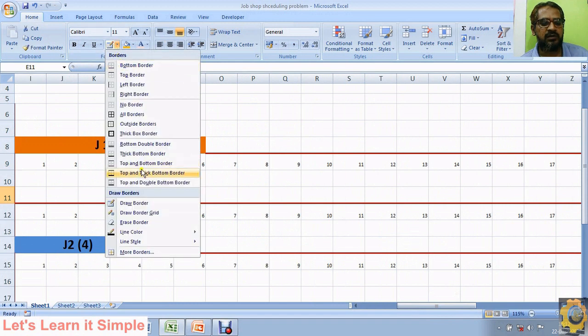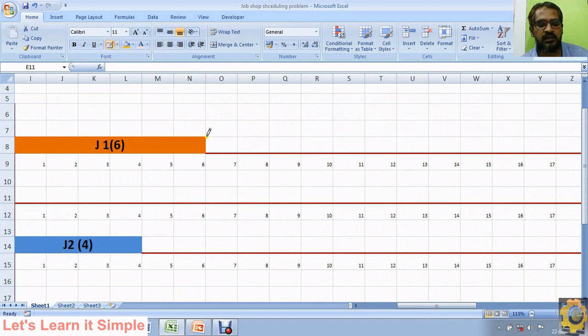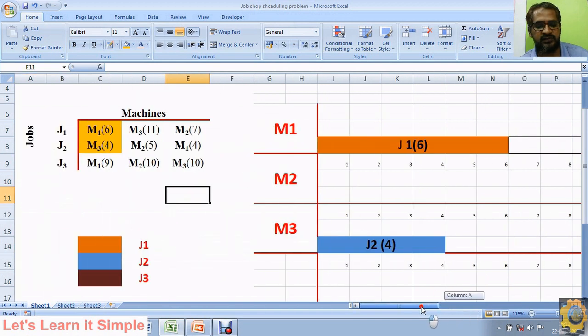So let me draw table border again. At the end of the 6th time unit, job 1 is ready to be dispatched and machine 1 will be idle. Now it is the opportunity for the third job to enter machine 1. Its time unit is 9. Therefore 9 plus 6, I have drawn to a scale of 15.